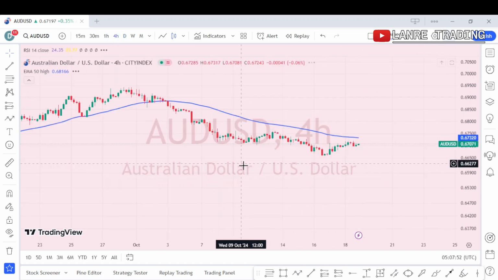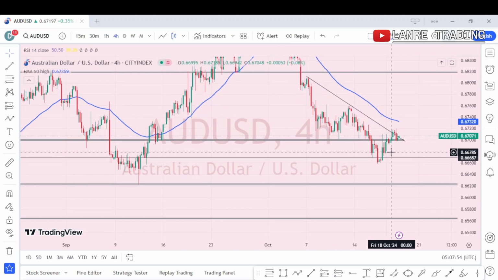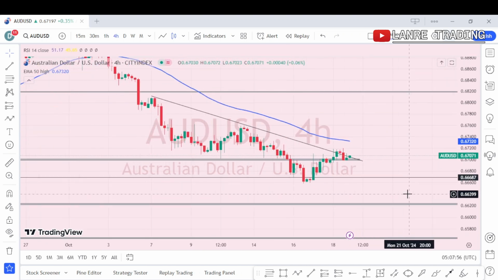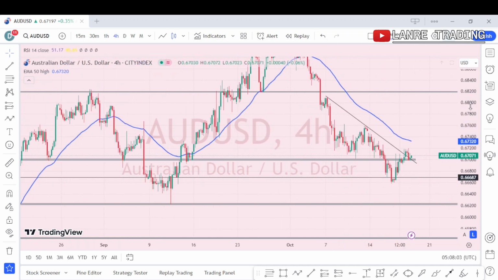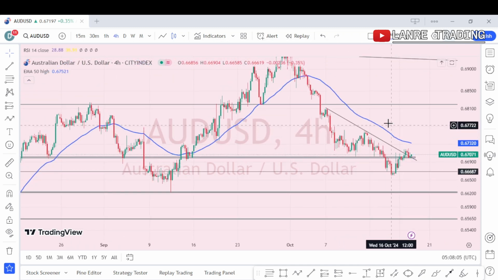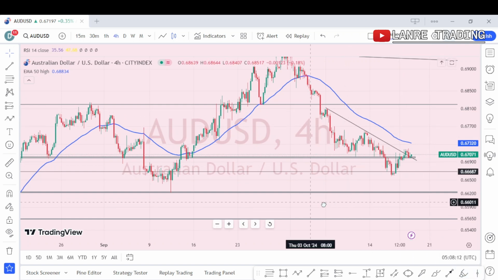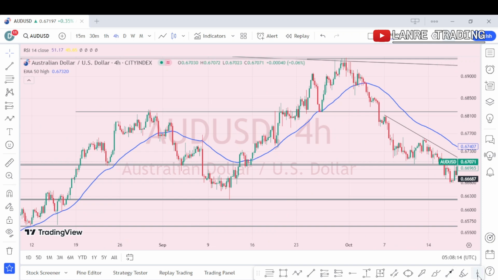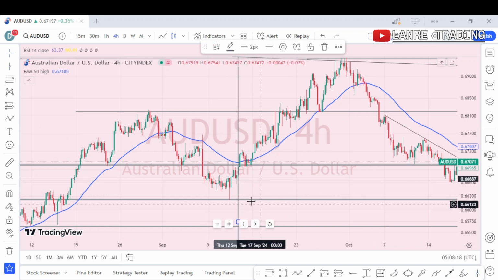So I will scale down to the 4 hour time frame just to show us a possible trading opportunity. And before I proceed to explain what is currently happening at this region, I need to quickly show us a past price action that has happened here. Let me bring out my vertical line. Let me put the vertical line here.